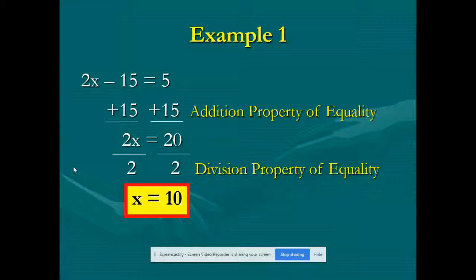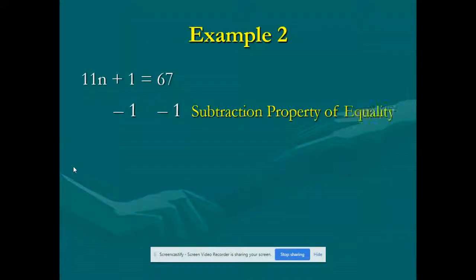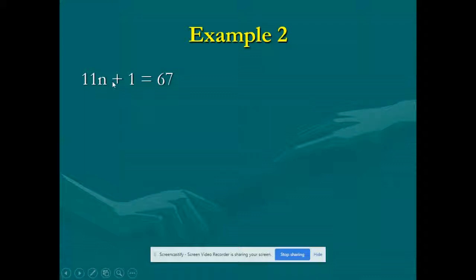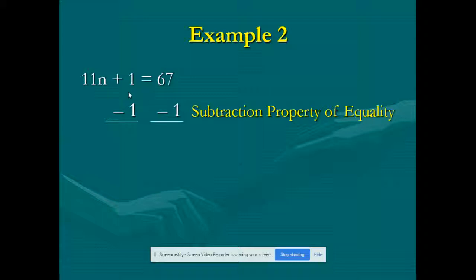Right, let's look at another example. So we've got 11n plus 1 equals 67. What do we do? We have to do a plus or minus first. So what do we do to get rid of a plus 1? We take 1. Those two cross each other out, and then 67 take 1 will give you 66. So now we've got 11n is equal to 66.